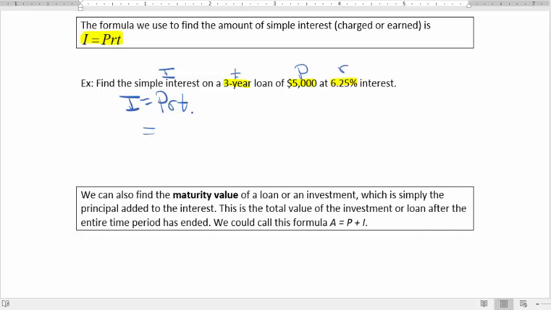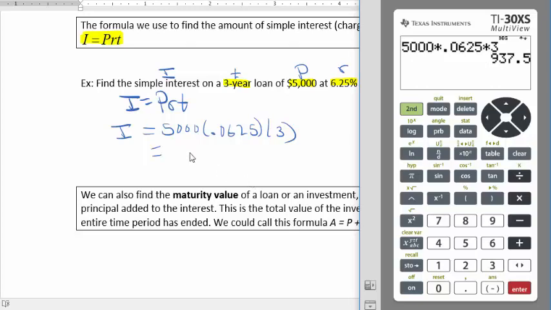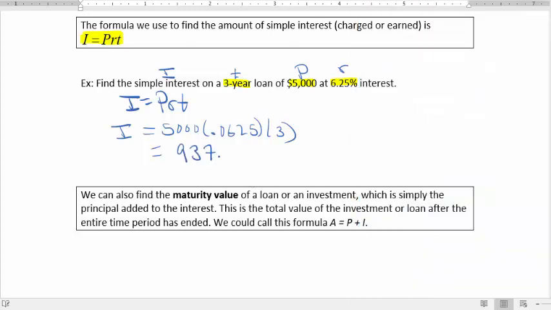So we just go left to right. I equals capital P, which is $5,000, times R, which is 6.25%, which we will write as 0.0625, times T, which is 3, and then we just multiply across. So we've got 5,000 times 0.0625 times 3, which is $937.50 in interest.